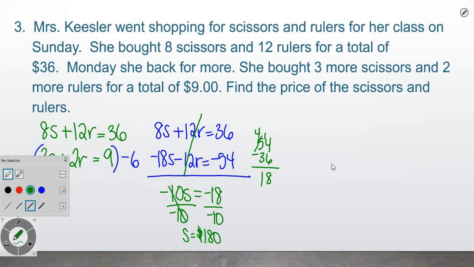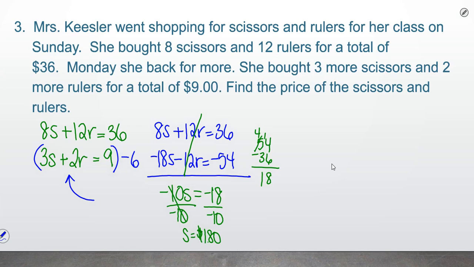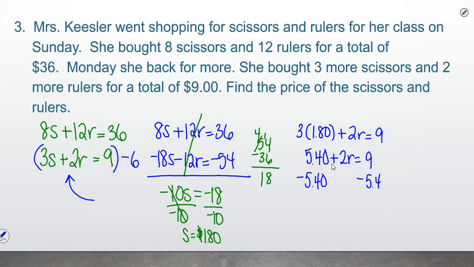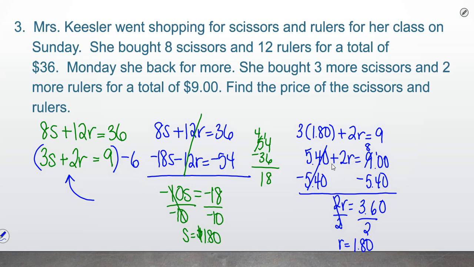I got to find the price of the rulers. So I'm going to plug it into the second equation, just because there's some smaller numbers to deal with there. So I know it's 3 times $1.80 plus 2r equals 9. And 3 times $1.80 is $5.40 plus 2r equals 9. Then I'm going to subtract the 540. So 2r equals 360, and then divide by 2, and r is also $1.80.